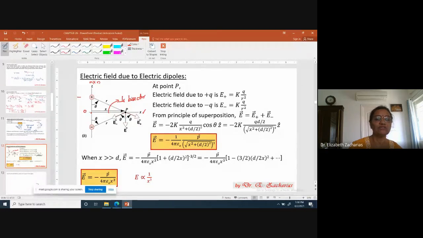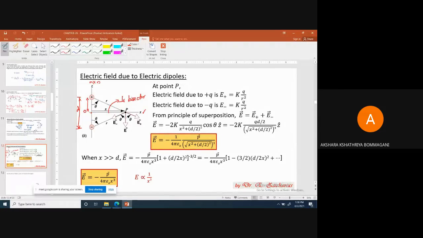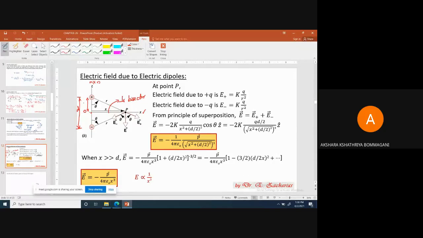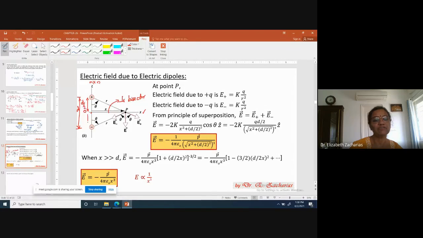This total distance is d. So what will this distance be? Just in terms of d. This will be d by 2. Similarly, this distance also will be d by 2. Now we have taken a point P. Let the line joining the positive and the negative charge to the point P make an angle theta with the axis. So this angle is theta, this angle is also theta.